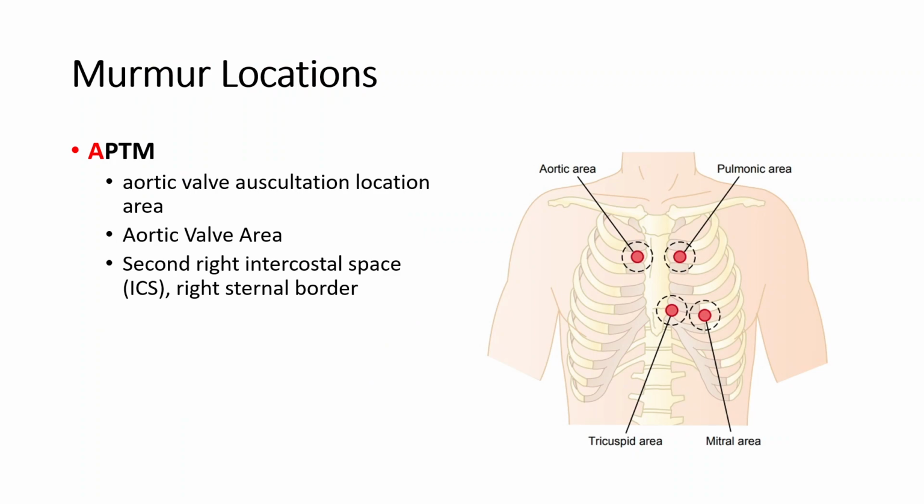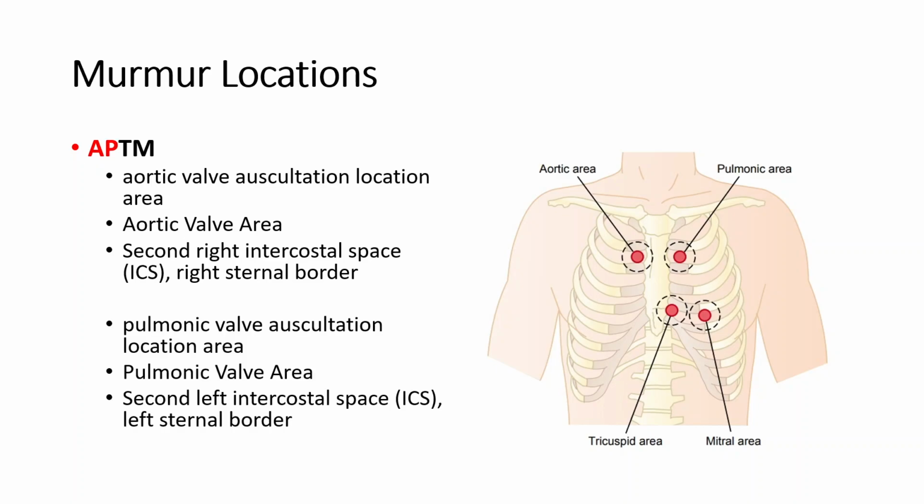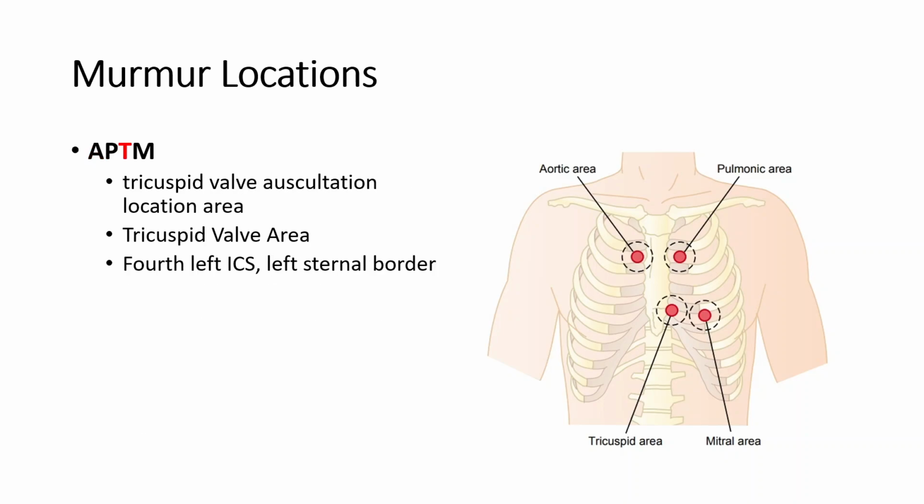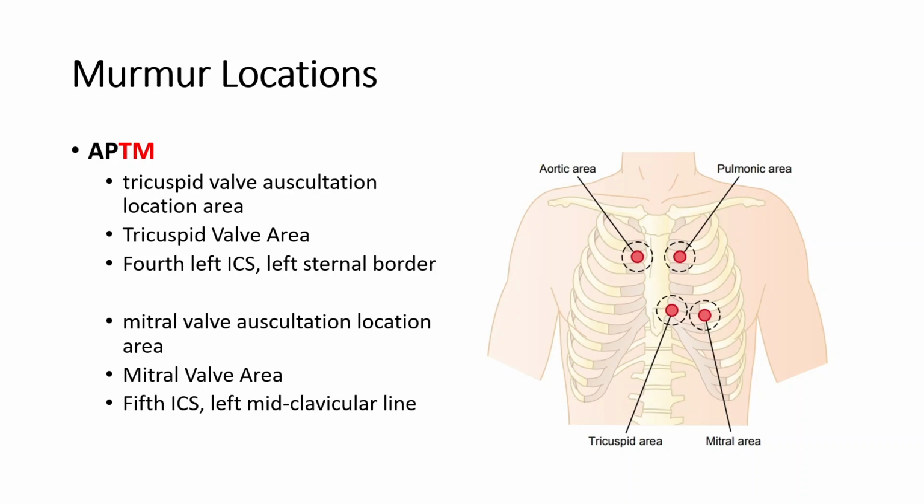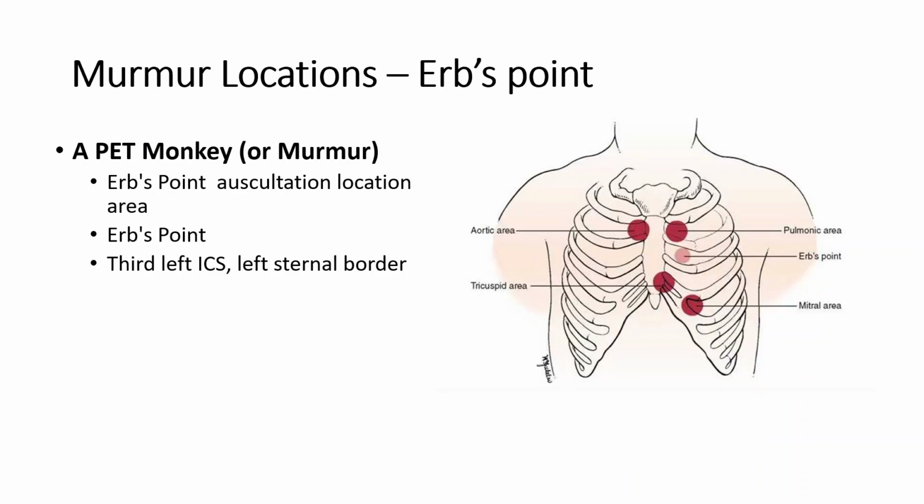Aortic valve auscultation: the second right intercostal space, right sternal border. Pulmonic valve auscultation area is in the second left intercostal space, left sternal border. Tricuspid, fourth. Mitral, fifth. And this is the Erb's point in the third intercostal space, left sternal border. A pet monkey, 2, 2, 3, 4, 5.